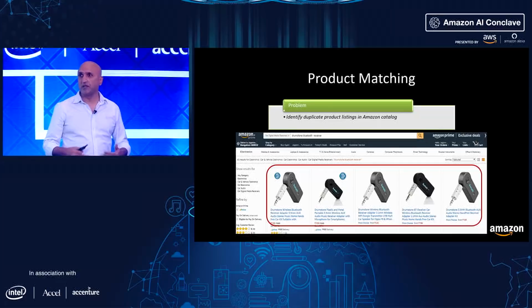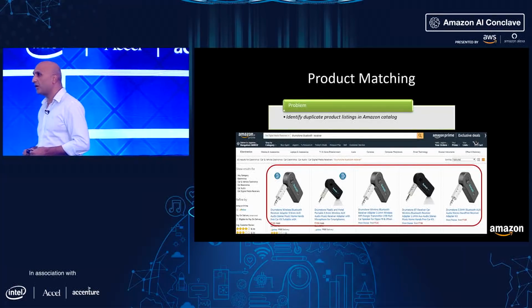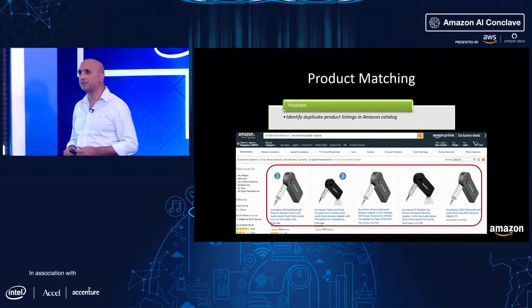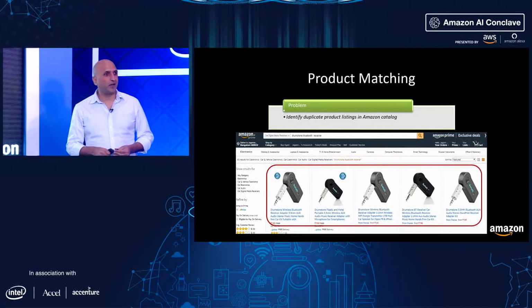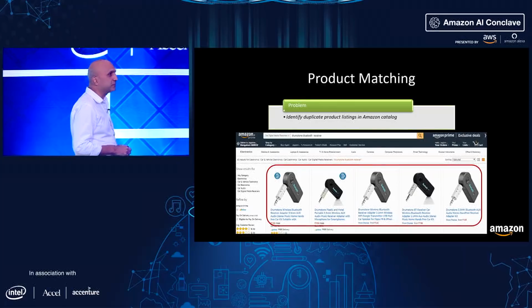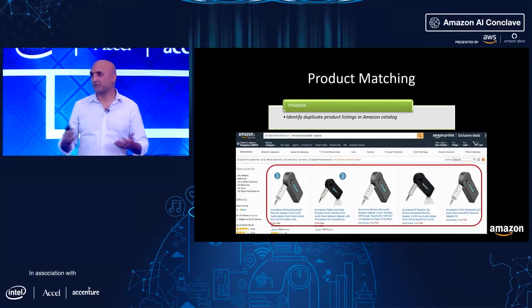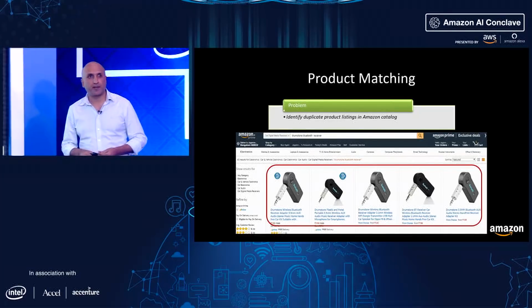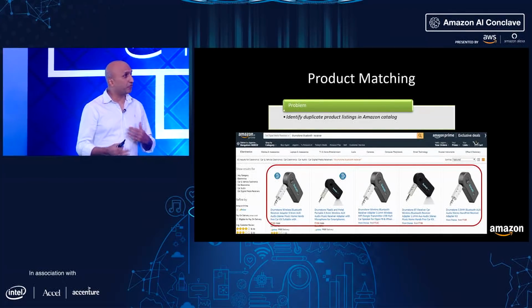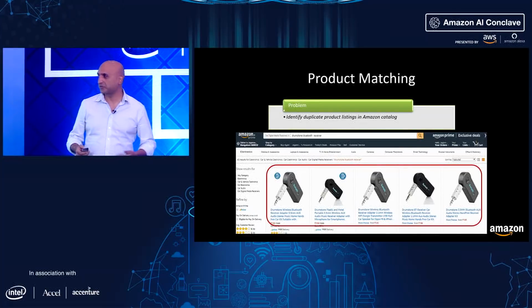So for example, consider product search. You won't be very happy if you typed in a search keyword and we showed you these 5 product listings as the top 5 results, right? You don't want to see duplicates. You want to see a variety of different brands, perhaps. You may want to see related products and so on in the search results.